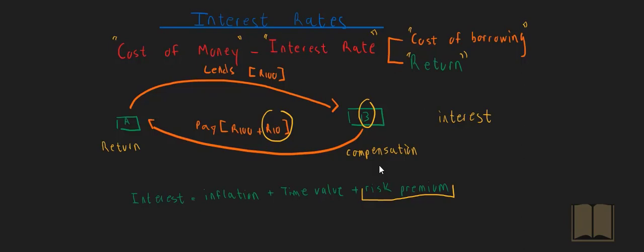So the interest rate is a function of compensation for the increase of prices of goods and services, that's inflation, the time value of money, meaning that you prefer to have your 100 Rand right now, as well as the risk premium, given that there is no guarantee that you will get your financing back.